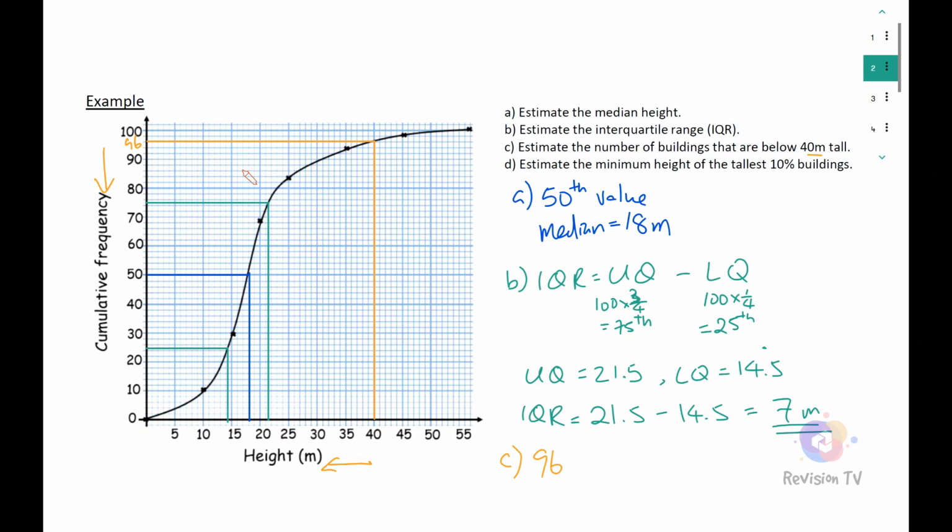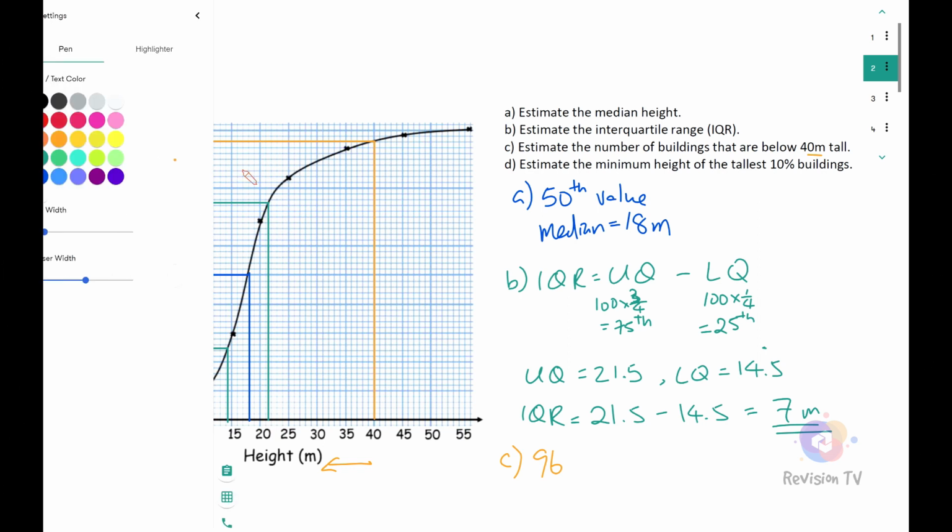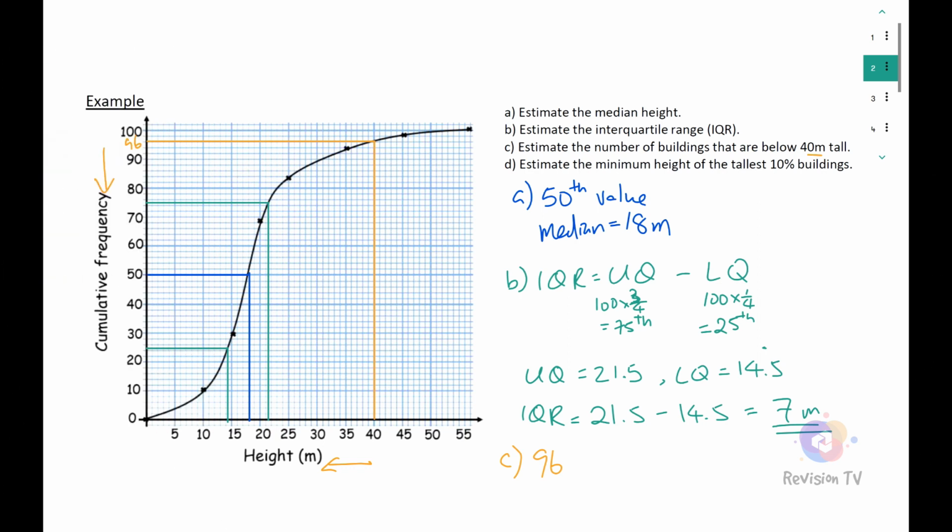So 96. Question D, estimate the minimum height of the tallest 10% buildings. So it's a different color this time, red. Now, the tallest 10%, there are 100 buildings in there, right? The tallest 10%, so 100 times 10% is 10. So in other words, the tallest 10% represent the 90th building.